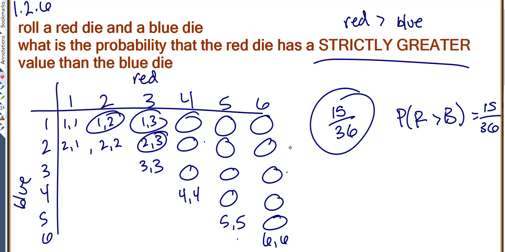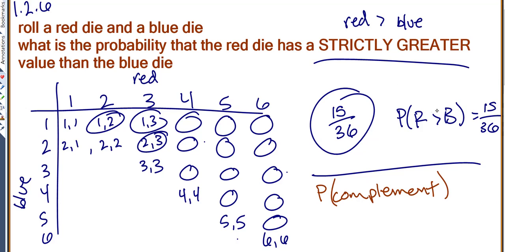So again, there are 15 ways that the red would be greater than blue. So the probability of red greater than blue would be 15 out of 36, because there are 36 total. Now, if it asks you for the probability of the complement, the complement is everything that wasn't included up here. So that would be the probability that, let's keep it the same way, the probability that red is now less than or equal to blue.